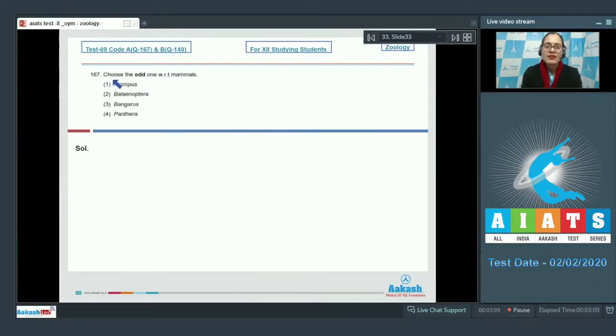Question number 167. Choose the odd one with respect to mammals. And the very first option is Pteropus. Pteropus is commonly known as flying fox, and as it is a mammal, this cannot be a correct answer.